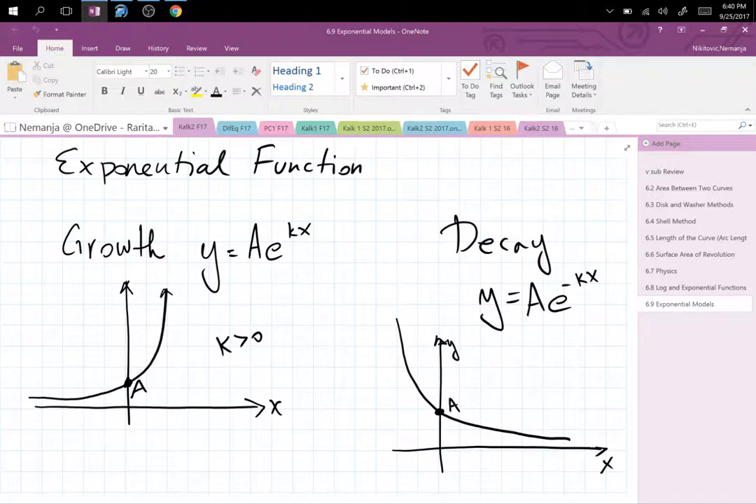So plenty of applications. We're going to go through a few of these and then eventually go through radioactive decay as well, talk about half-life, and not the video game, the concept for decay.